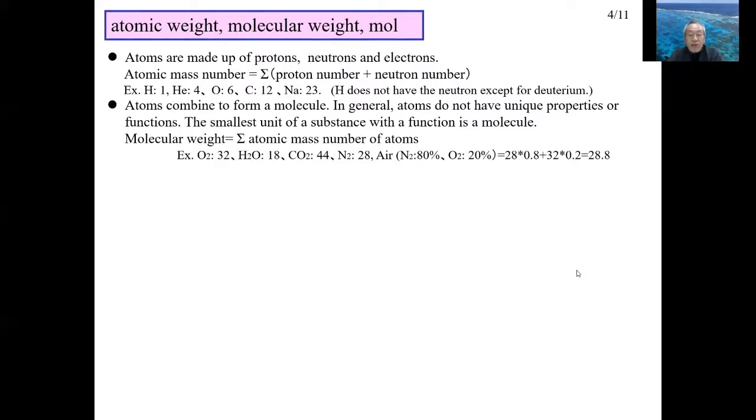In the case of a substance consisting of multiple molecules, such as air, the molecular weight is the average of the molecular weights considering the proportion of each molecule.